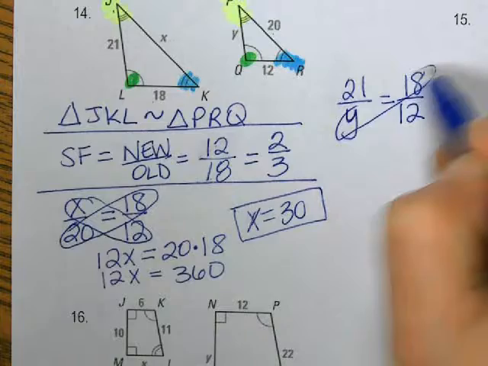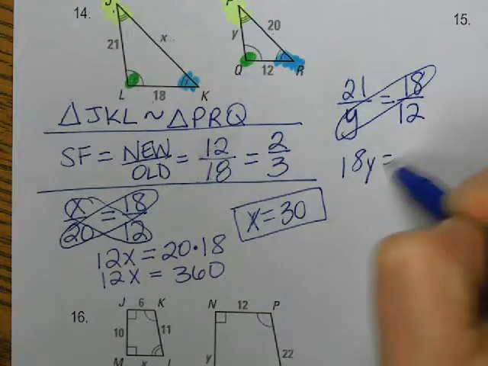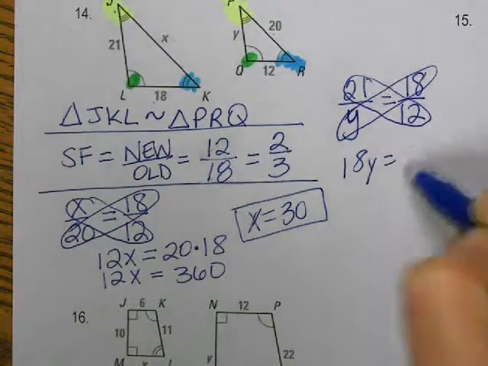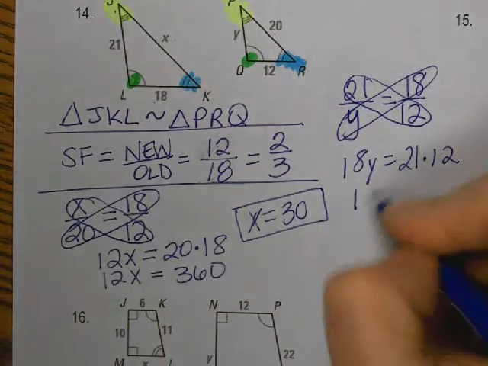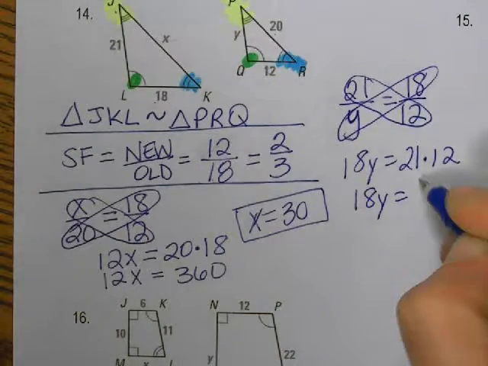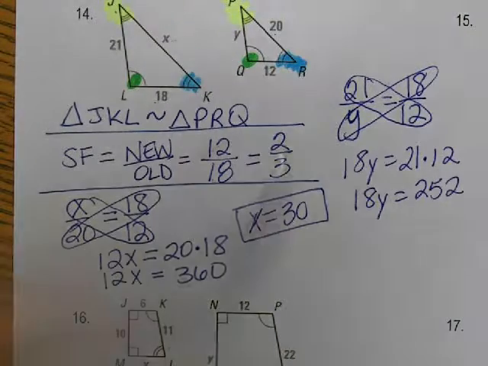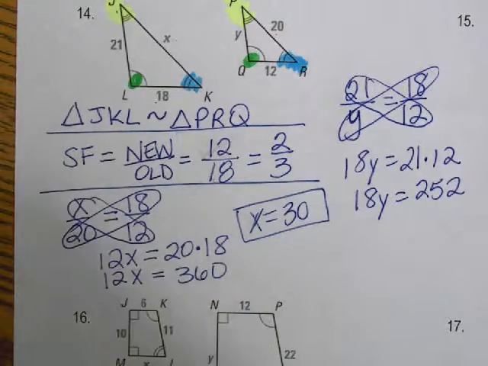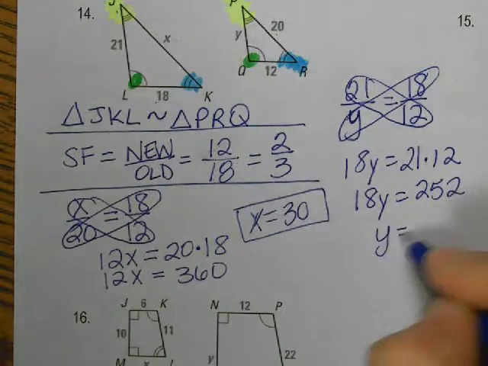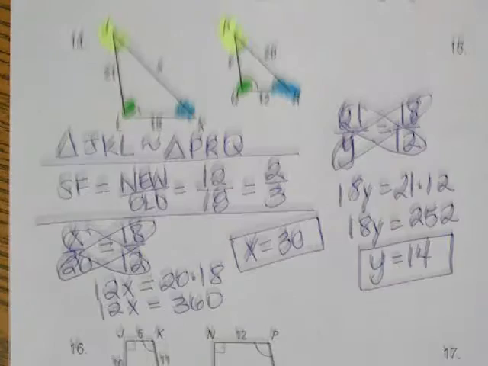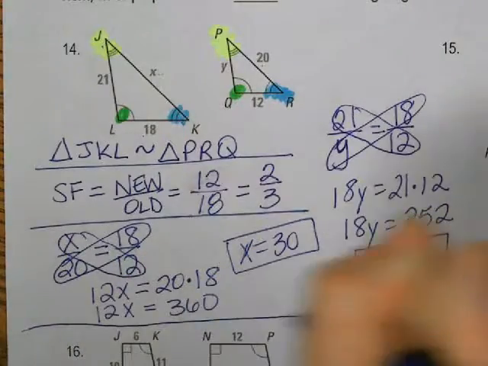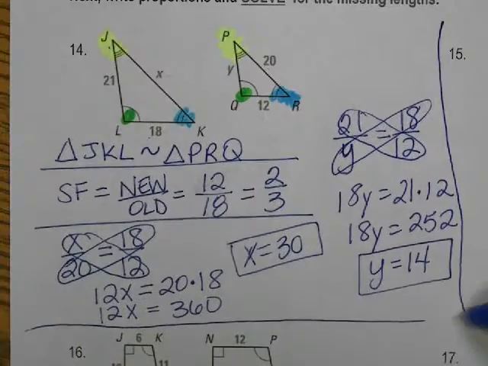And then you just cross multiply. 18y equals 21 times 12. So 18y equals 21 times 12 is 252. Then you just divide. So y equals 14.